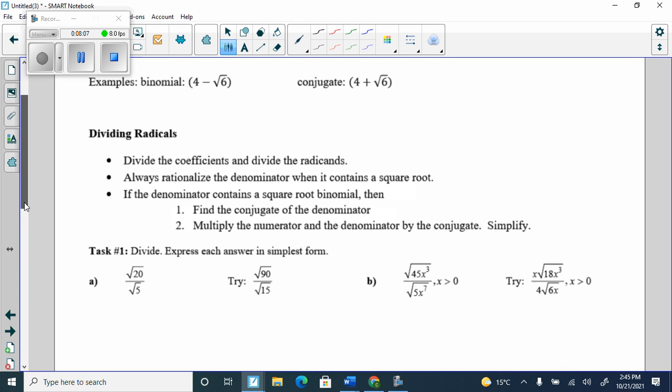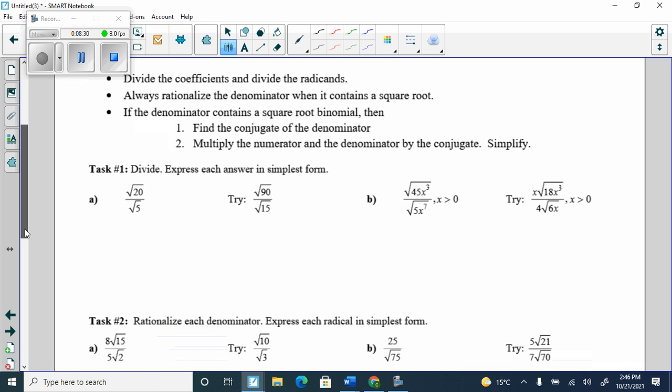Okay? Always rationalize the denominator when it contains a square root. So the answer can never have a radical in the denominator. If it does, we have to rationalize it, which we're going to learn how to do today. And if the denominator contains a square root binomial, then find the conjugate of the denominator, multiply the numerator and denominator by the conjugate, and simplify. Lovely, great information, but let's do some math with it first.